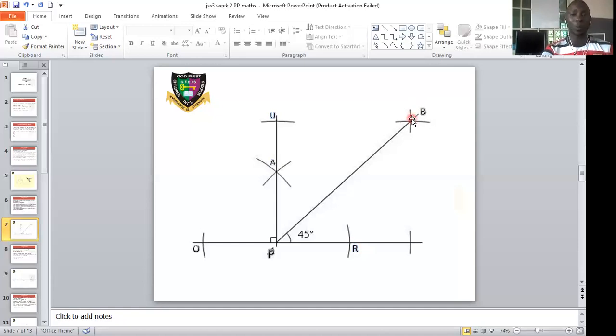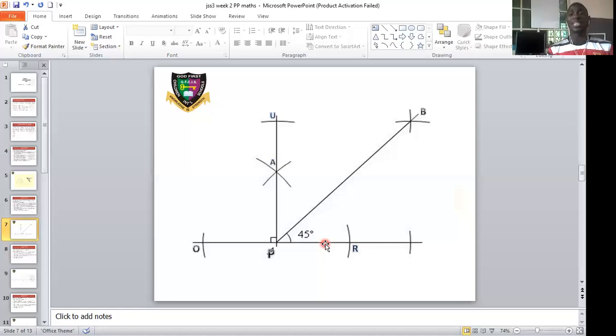You label this point of intersection B. So you draw a line from B down to P. Measure the angle, it will give you angle 45 degrees. Place your protractor at P, making sure it's 90 degrees here, and it will give you angle 45 degrees.